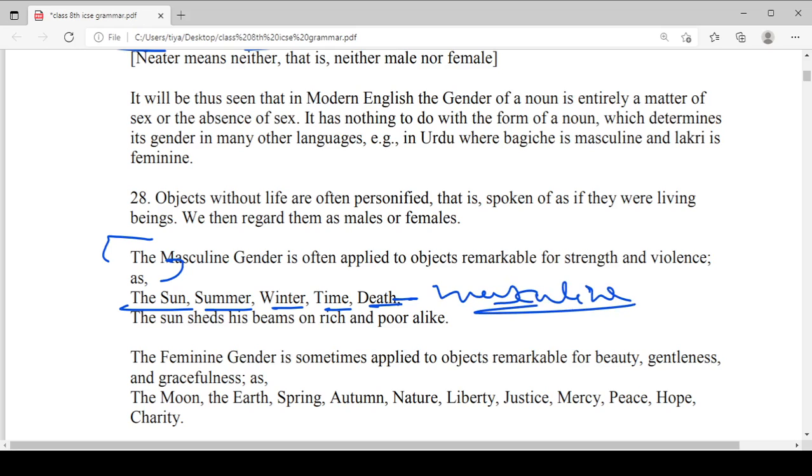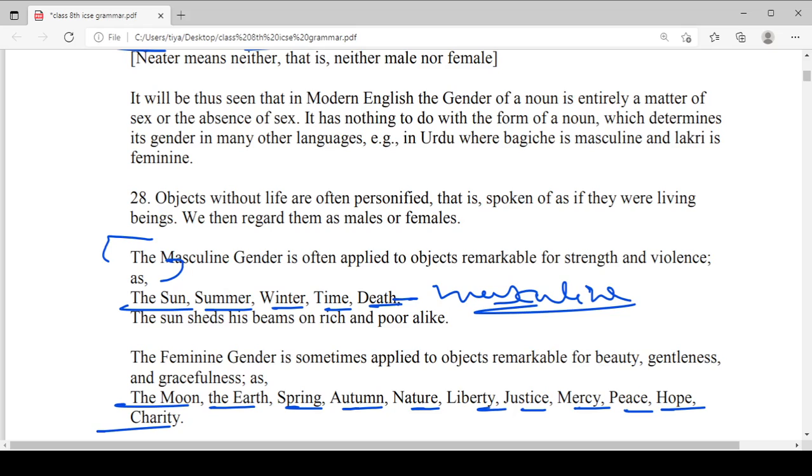but we have some feminine nouns also, like the moon, the earth, spring, autumn, nature, liberty, justice, mercy, peace, hope, charity, and many others. This kind of examples are called the feminine genders.